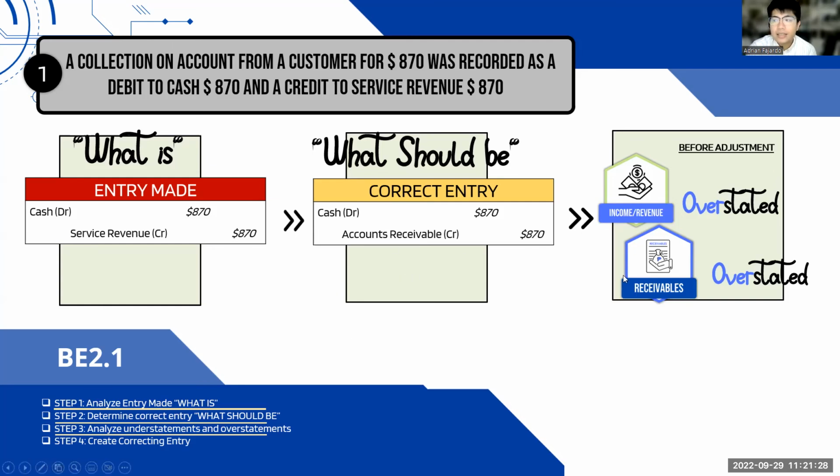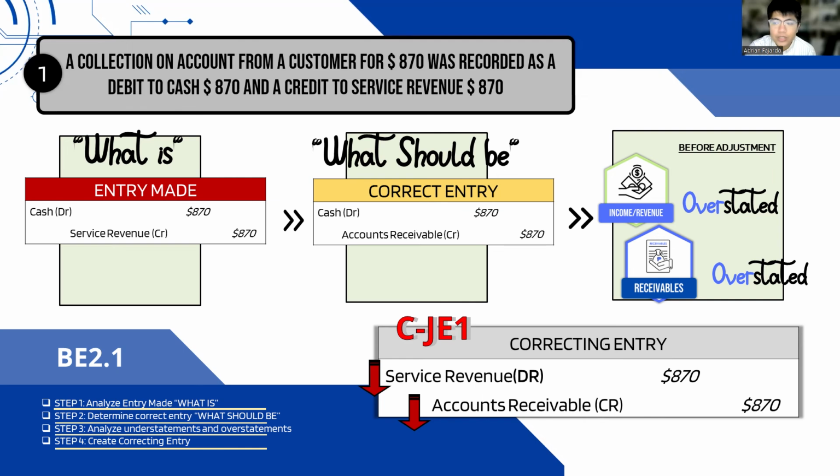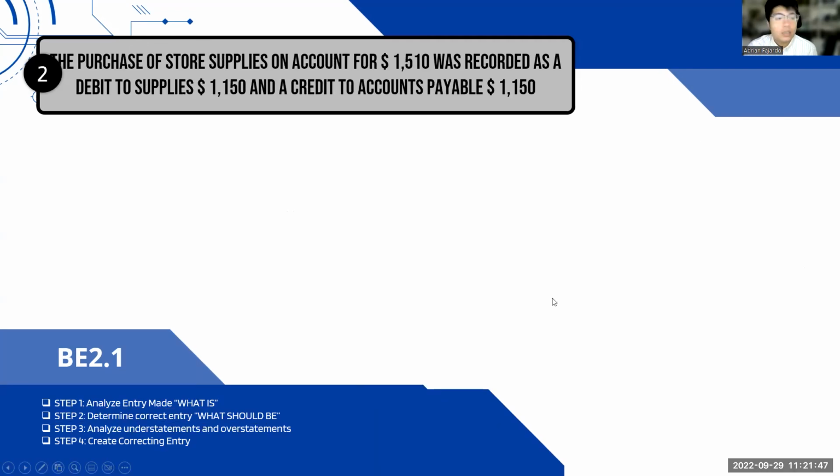Therefore, this analysis will help us to create the adjusting entry, the correcting entry, which is we have to lower service revenue by debiting service revenue of 870 and then lowering accounts receivable by 870, right? So basically 870, 870. Moving on to the second one, the purchase of store supplies on account for 1,510 was recorded as debit to supplies 1,150.